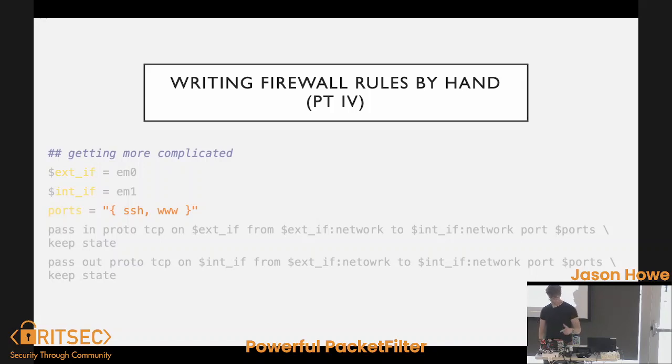So we've got our exit interface EM0. That's our WAN. And we've got our interior interface, that's EM1, that's our LAN. And then for this example, we're only using two ports, www, which is just 80, and SSH. And then here we go. So we're passing in protocol TCP on the exit interface. So it's coming into our router, and we're allowing it from the network to this other network. We're sending it across the router, and just those ports. And by default, it keeps the state, but we're specifying that here just because we can.